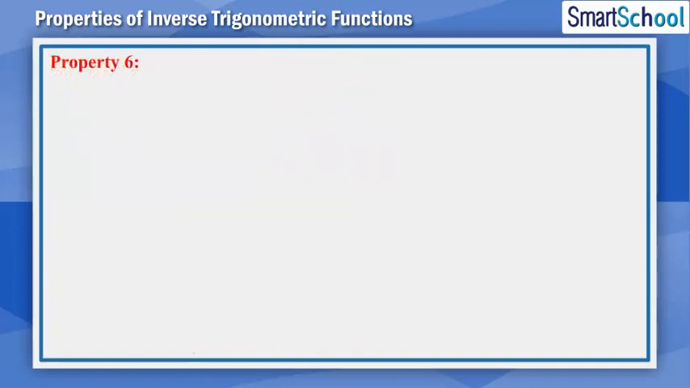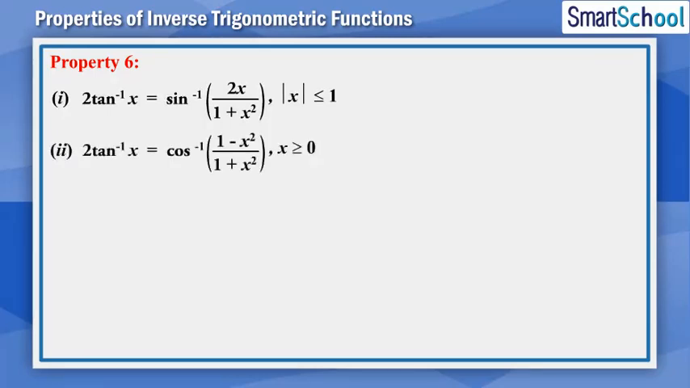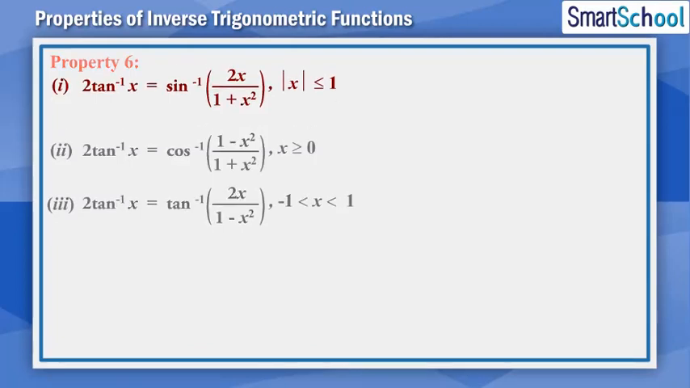The sixth property states that 2 tan inverse x is equal to sin inverse of 2x upon (1 plus x square). Also, 2 tan inverse x is equal to cos inverse of (1 minus x square) upon (1 plus x square). And 2 tan inverse x is equal to tan inverse of 2x upon (1 minus x square). Let's prove the first one.